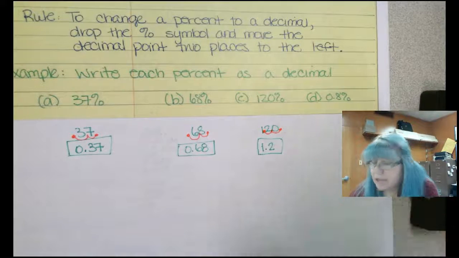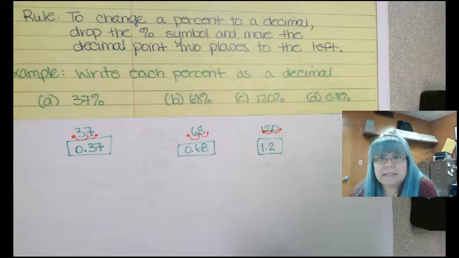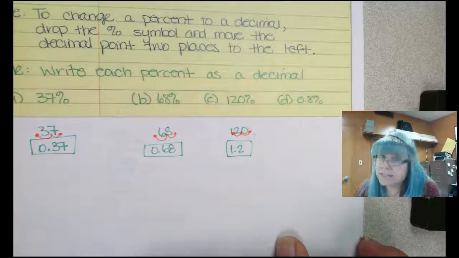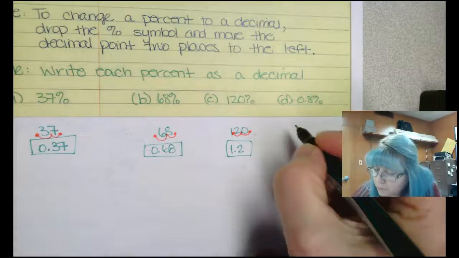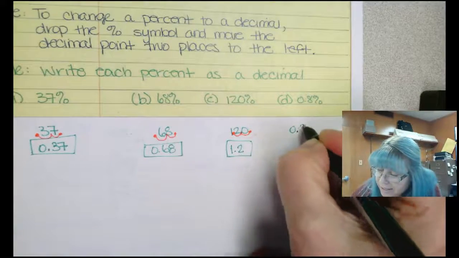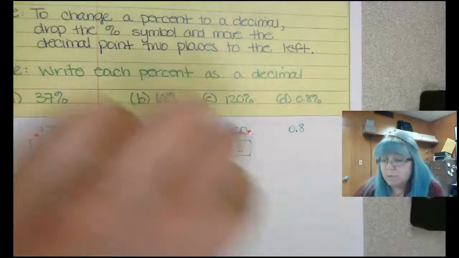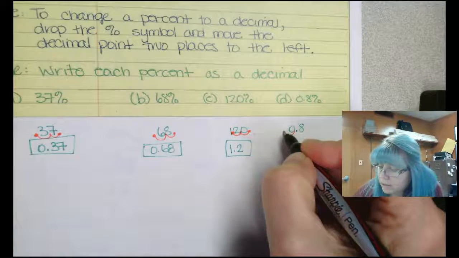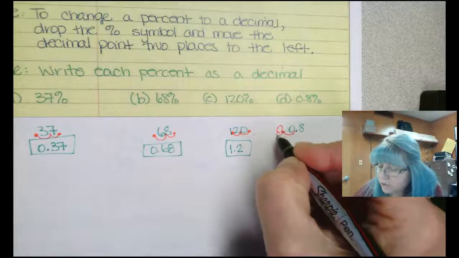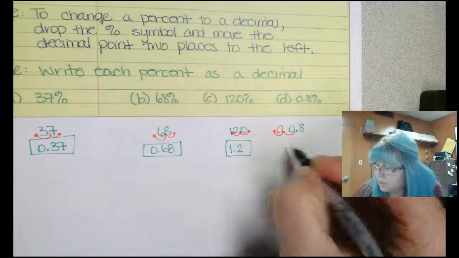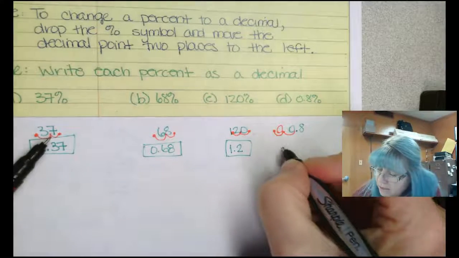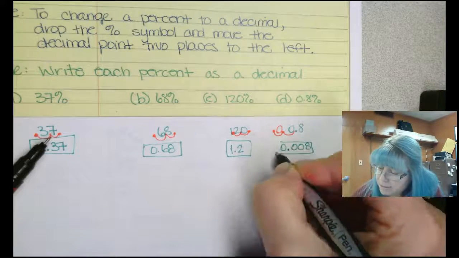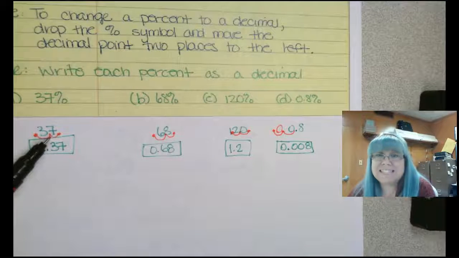All right. My last example is 0.8%. First thing is drop that percent symbol, 0.8, and now I need to move that decimal 2 places to the left. 1, and I need another 0 to move it another place. So my answer will be 0.008 will be my decimal.